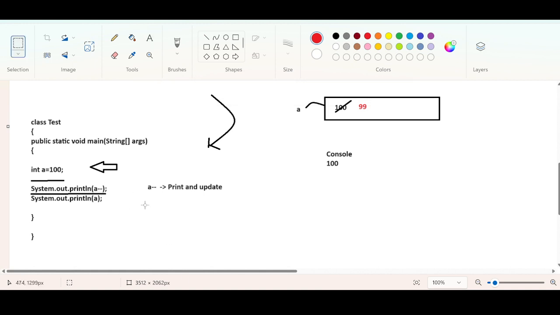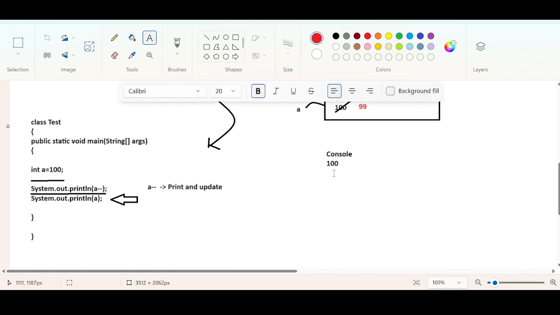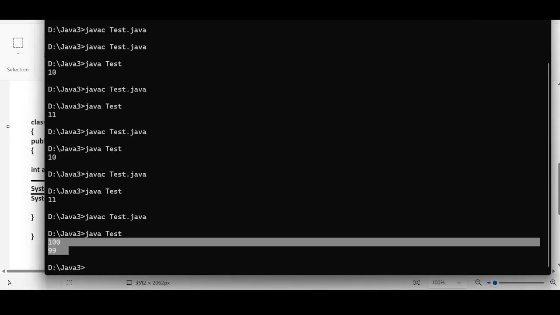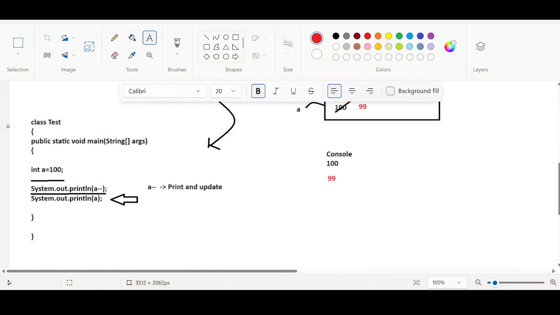Now the control will be transferred to the next line. Now we are trying to access A. No increment, no decrement, just a direct value access. What is the recent value of A? 99. 99 will be displayed in the console. You see output 100 99. Making sense? Type yes in the chat box if you have understood this.